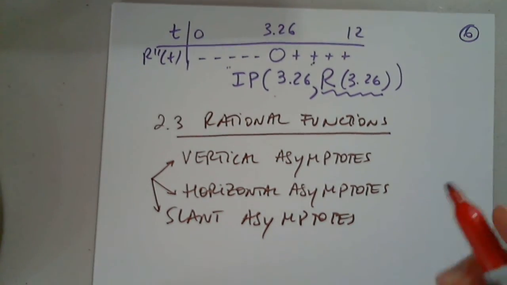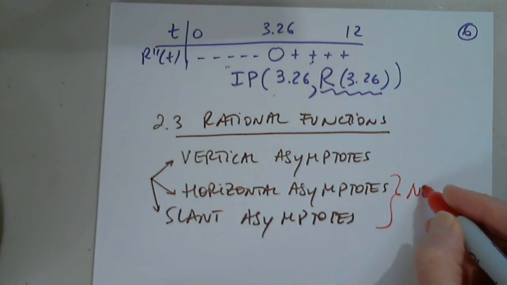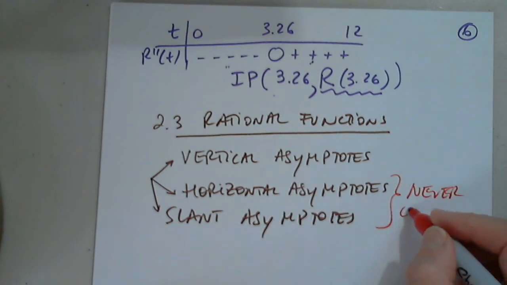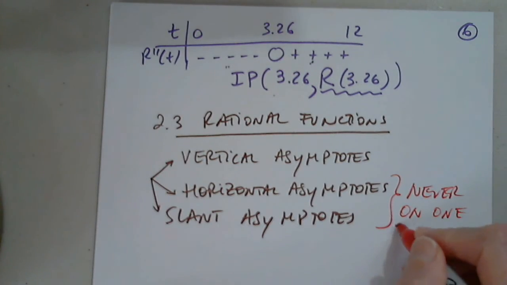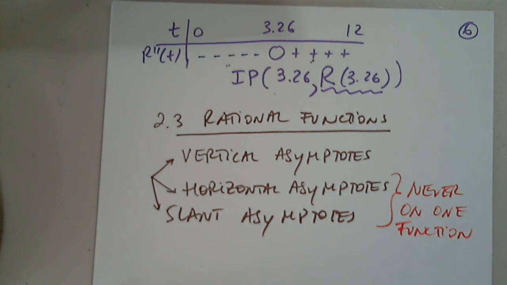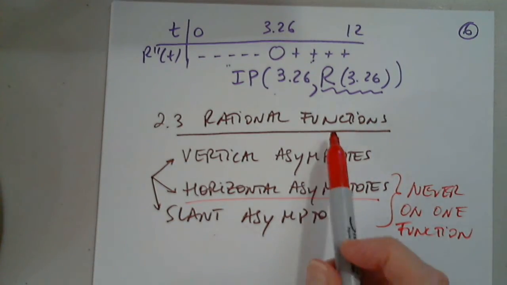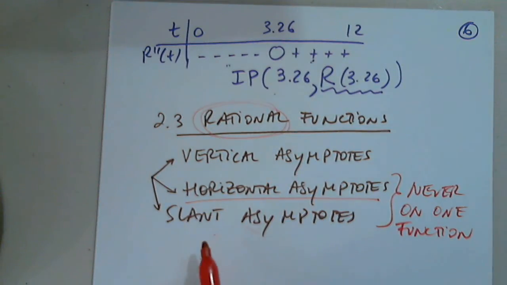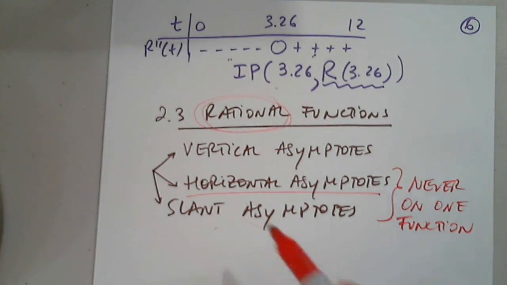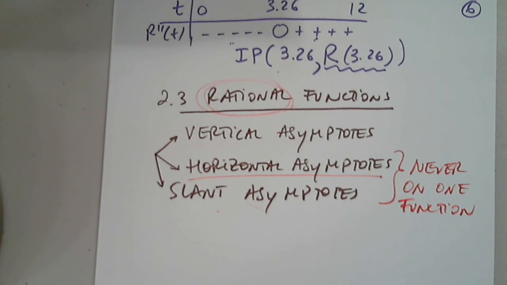These do not exist at the same time. Never on one function. If a function has a horizontal asymptote, it cannot have slant. If it's a rational function, I'm talking about rational. If it has a slant asymptote, it cannot have horizontal. This one goes with either one, or not at all. So these, the vertical asymptotes have no influence on the horizontal and slant.